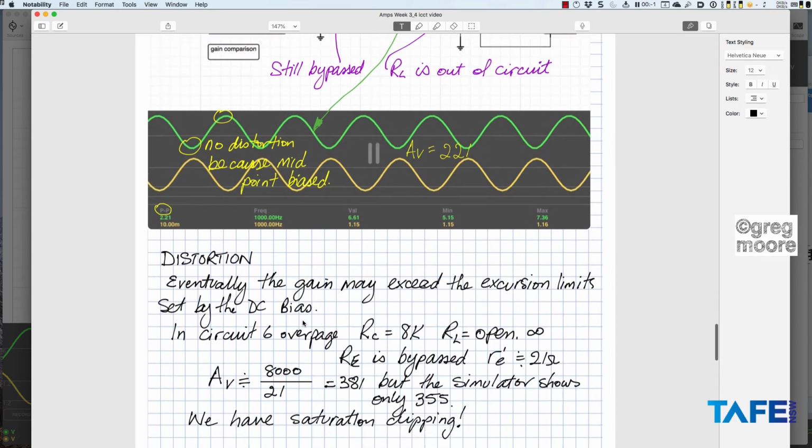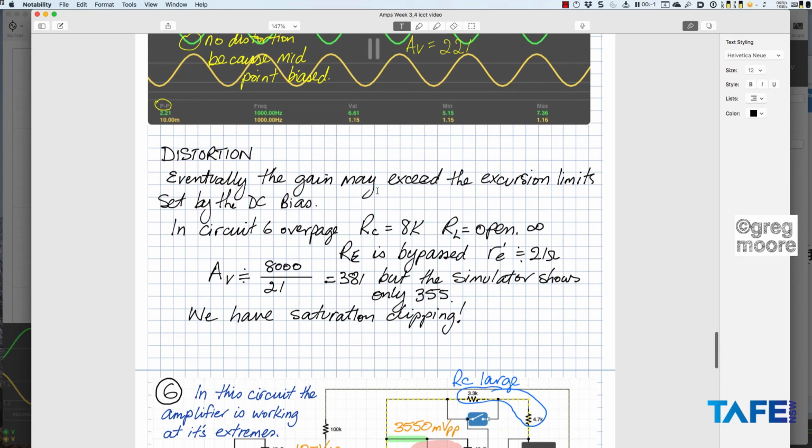Now, distortion. Eventually the gain may exceed the excursion limit set by the DC bias, and in figure 6 over the page, big R, big C is 8K, RL is going to be open, which is infinite resistance, so I've got 8K on the top of the equation. Bypassed amplifier, I've got simply little RE around about 21 ohms on the bottom. It's going to give me a gain of 381, but the simulator shows only 355.